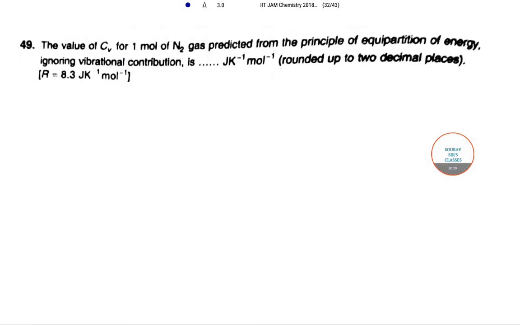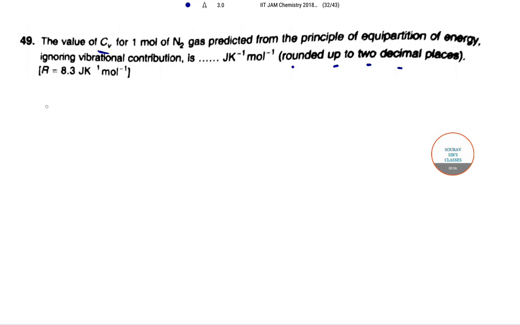The value of Cv for 1 mole of N2 gas predicted from the principle of equipartition of energy, ignoring the vibrational contribution, is. So we have to find the value of Cv for 1 mole of N2 gas predicted from the principle of equipartition of energy, ignoring the vibrational contribution. So we will basically ignore the vibrational contribution and never consider it now. So we will have to round up the answer to 2 decimal places.